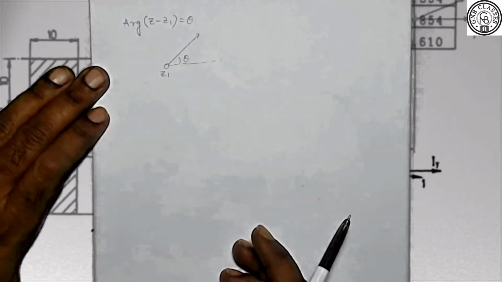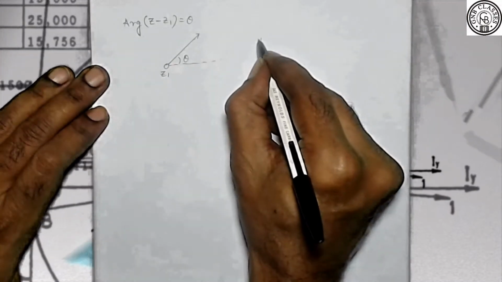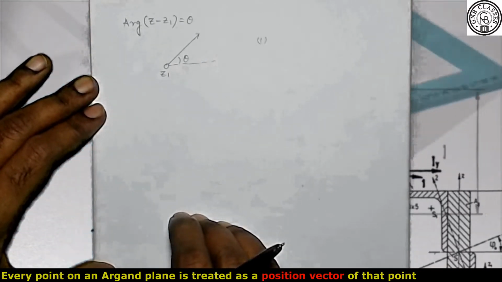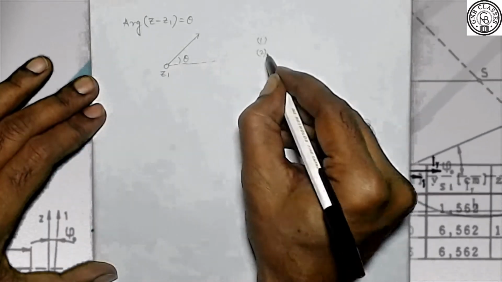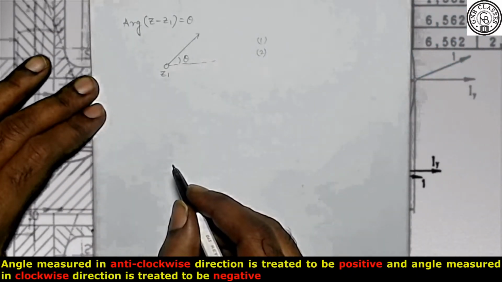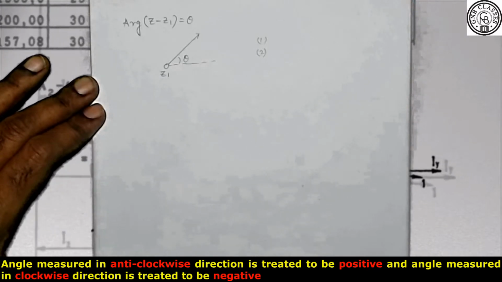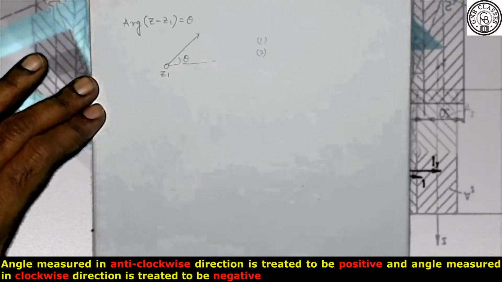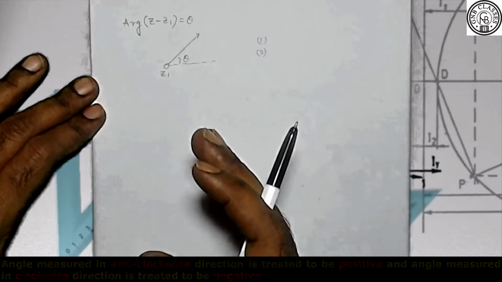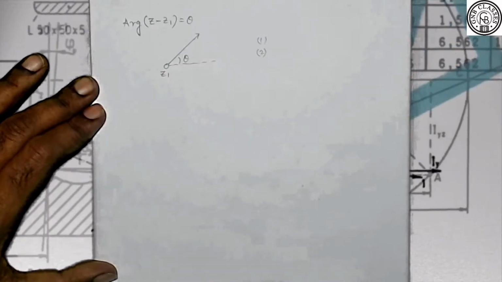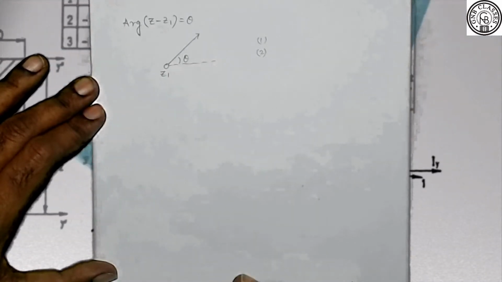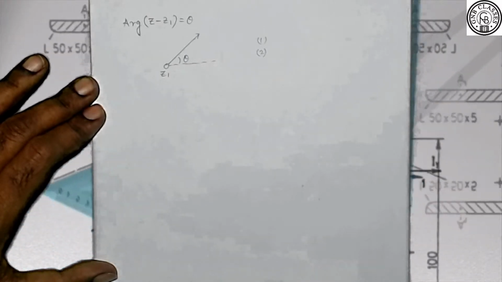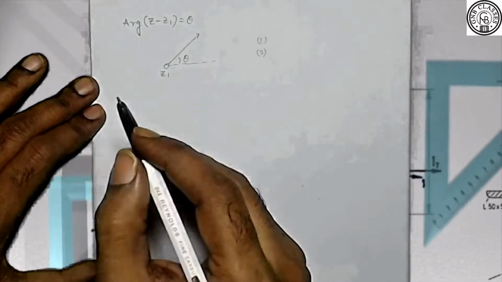Now, two things you must remember before starting this. Number one is, any point on the complex plane can be treated as a position vector of that point. And number two, an angle which is measured in the anti-clockwise direction is always positive, and the angle measured in the clockwise direction is always negative. How to use this, I will teach you. But first you remember this: any angle measured in anti-clockwise direction is treated to be positive, and the angle measured in the clockwise direction is always negative. Is it clear?